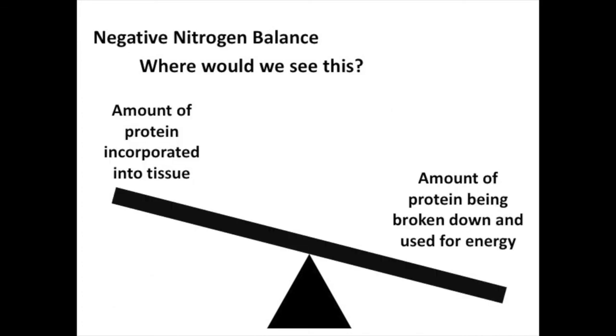Now, the opposite situation, this would be when you're incorporating very, very little protein into tissue and you're breaking down a ton of protein to use it for energy. So your body is actually breaking down things like your muscle and your skin in order to get proteins to use. And this situation would be in a case of extreme starvation. When you don't have enough calories coming in, your body has used all that extra fat you have stored in your body, and now it's gotten to the point of breaking down protein. We would call this negative nitrogen balance.